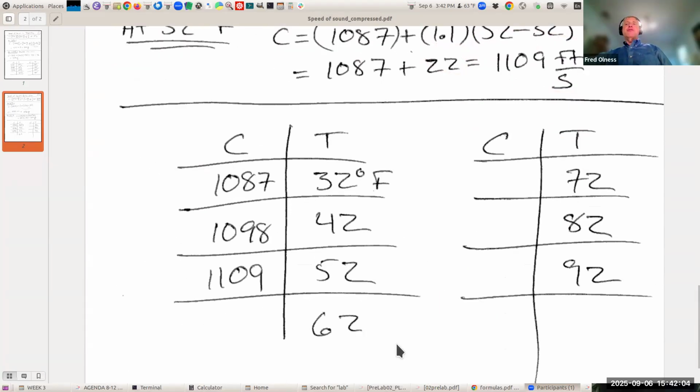I filled it out for the first couple, but you should go ahead and you see, for these intervals, this goes up by 11, 11, et cetera, and then you can fill that out. Okay, so you'll need to do this conversion because again, when we go outside, we're going to have to measure the outside temperature and adjust for that when we try to measure the speed of sound.